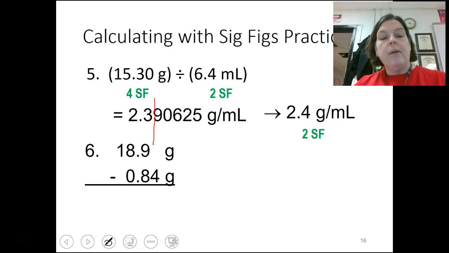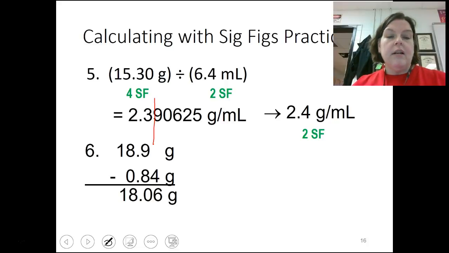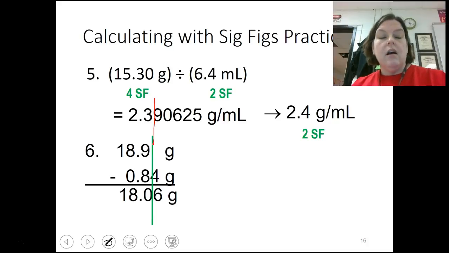Addition and subtraction problem. Remember, we have to talk about significant place. 18.9 minus 0.84 grams, and we get 18.06 grams. But we have to look at place. When we look at place, we see the last significant place is the tenths place, so we have to stop right there. The 6, though, we have to look at, because we have to see if it's going to round the 0 up. Because it's a 6, it does round the 0 up, so we get 18.1 grams.